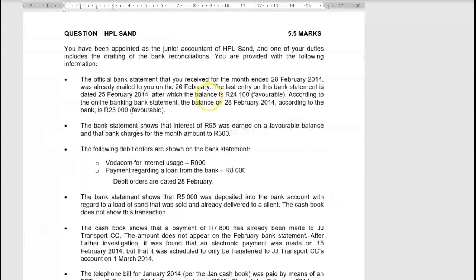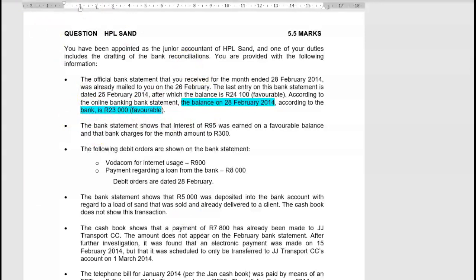And they say that the official bank statement that you received for the month ended 28 February 2014 was already emailed to you on 26 February. The last entry on this bank statement was dated 25 February 2014, after which the balance of 24,100 favorable is being shown. According to the online bank statement, the balance on 28 February 2014, according to the bank, is 23,000 favorable. So which one of the two do I use?